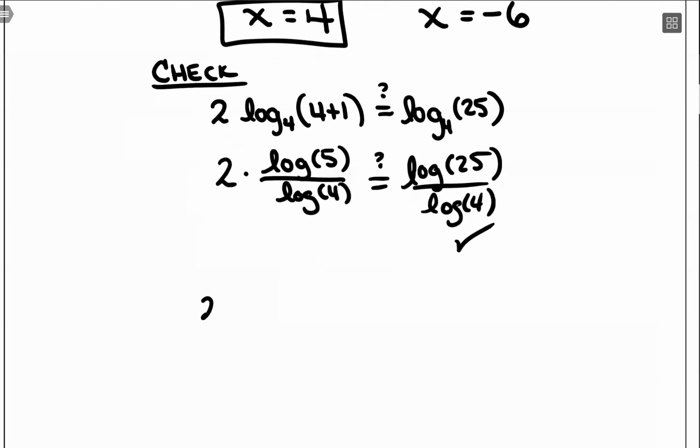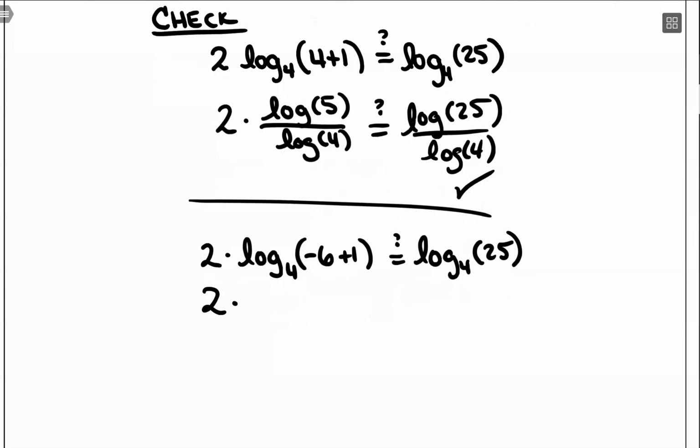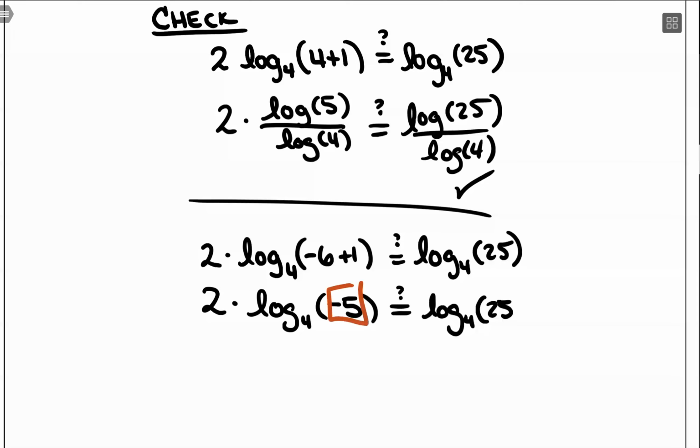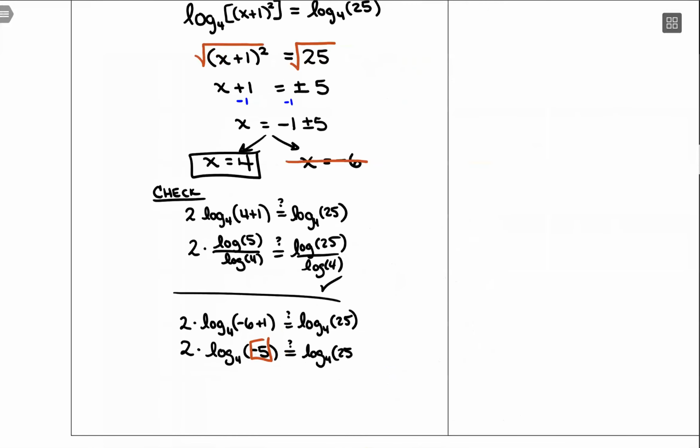Plugging in -6, what we can see is this is going to fall apart pretty quickly, because on the left-hand side, we're going to take 2 times the logarithm base 4 of -5, and we cannot take the logarithm of a negative number. So 0 and smaller we cannot plug in, so this is an issue. We can't do that, so that tells me x equals -6 is not actually a solution. That was an extraneous solution that we got out there. So that's why we have to check our answers.